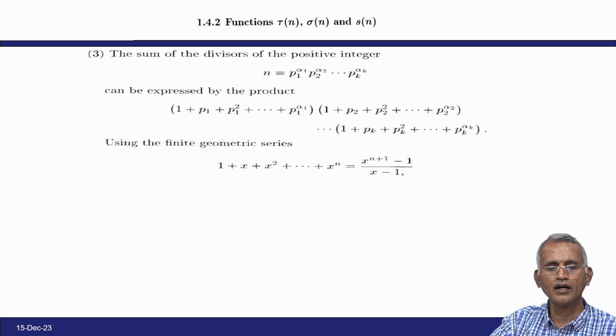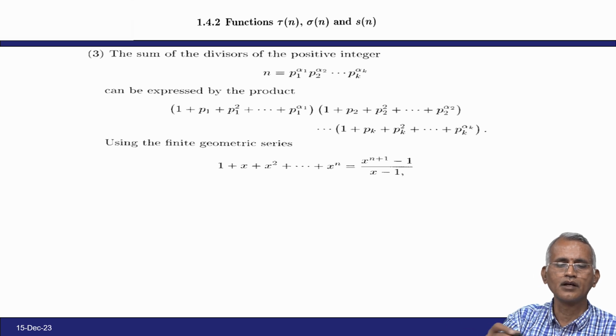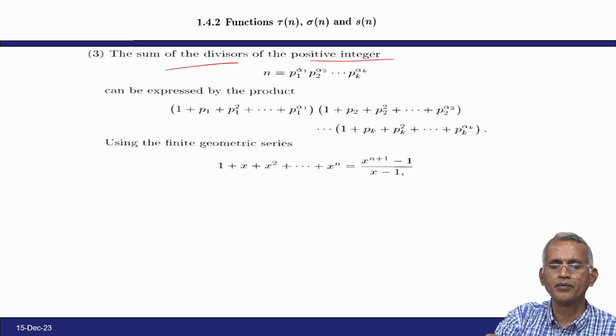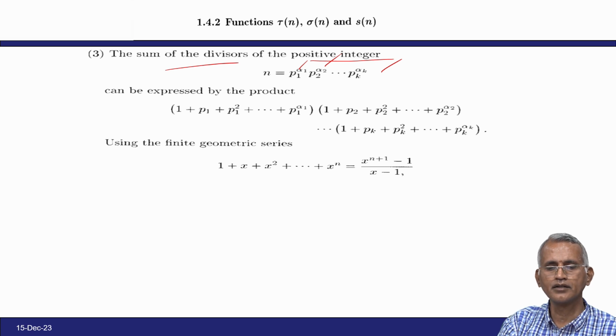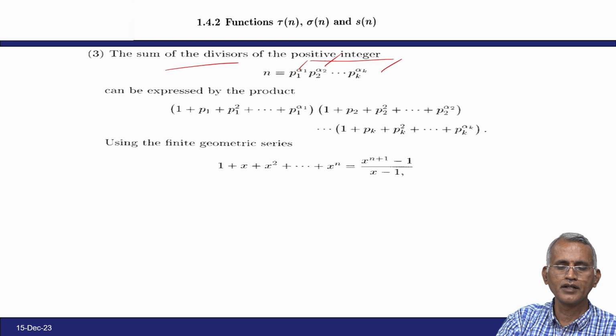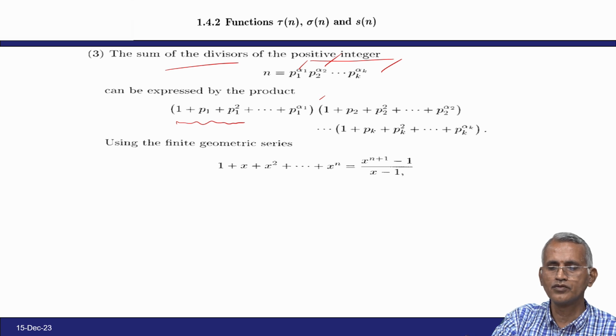Now, we have a proof of 3. The sum of the divisors of the positive integer n equal to p1 power alpha 1, p2 power alpha 2 and so on, pk power alpha k, can be expressed by the product of (1 plus p1 plus p1 squared and so on, p1 power alpha 1) into (1 plus p2 plus p2 squared and so on, p2 power alpha 2) and so on, (1 plus pk plus pk squared and so on, pk power alpha k).